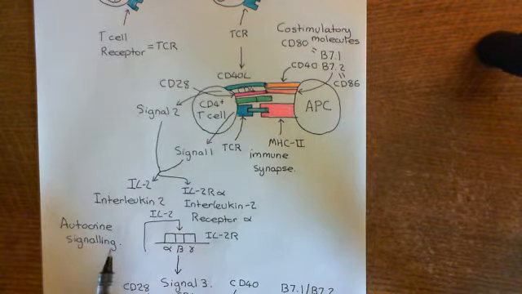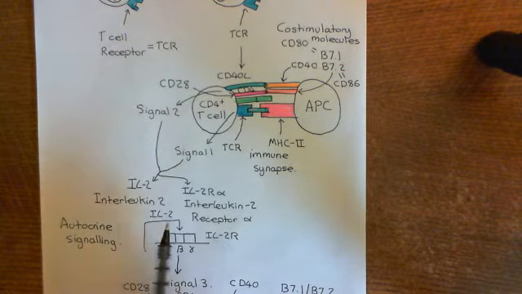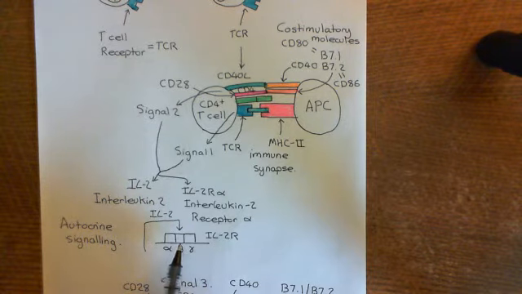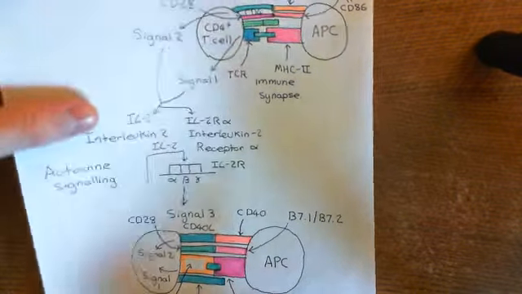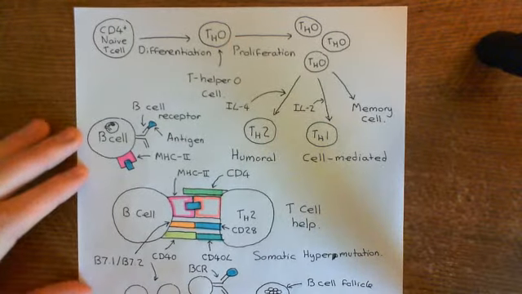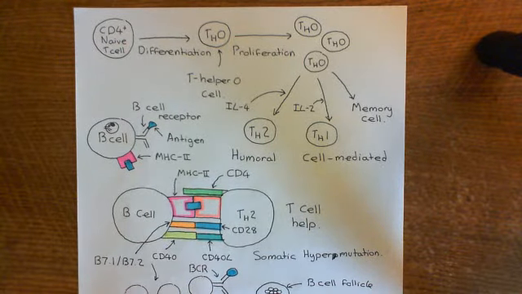So this self-stimulation is known as autocrine signaling. And once the interleukin-2 has bound to the interleukin-2 receptor, that will deliver signal 3 to the CD4 positive T cell. And that then will cause this CD4 positive naive T cell to activate. Okay, now this bottom picture here is relevant to CD8 positive T cells, so we'll come back to that when we discuss cell-mediated immunity. Okay, so we'll continue with this discussion in the next video, where we'll see what's going to happen to this activated CD4 positive T cell.